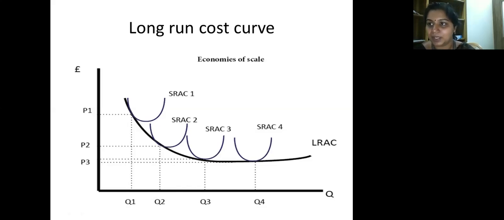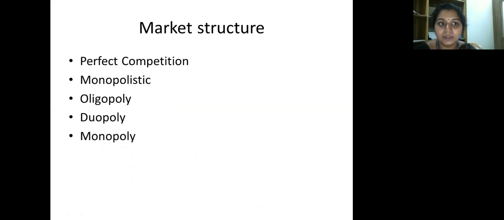That's the reason behind the shape of the long run cost curve. So we will enter into the market structure concept. This concept is very important; more questions will come from this area only. There are five: perfect competition, monopolistic, oligopoly, duopoly, and monopoly.